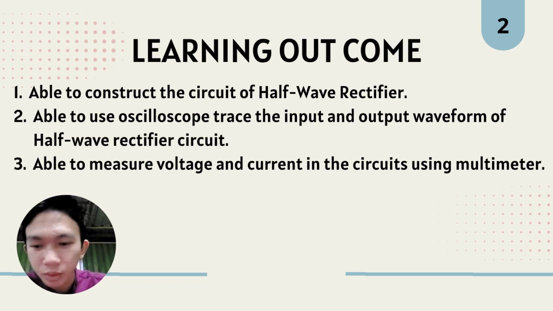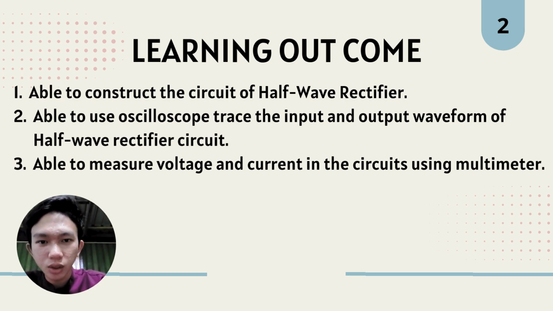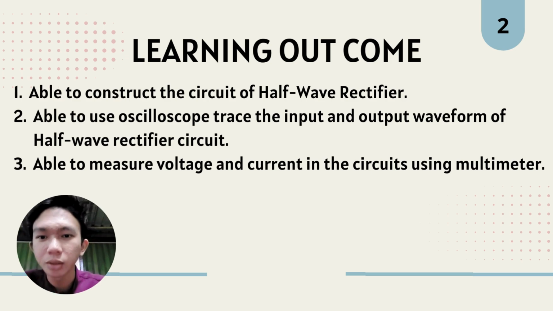In this practical work, our learning outcomes are: able to construct the circuit of a half-wave rectifier, able to use the oscilloscope to trace the input and output waveform of the half-wave rectifier circuit, and able to measure voltage and the current in the circuit using a multimeter.